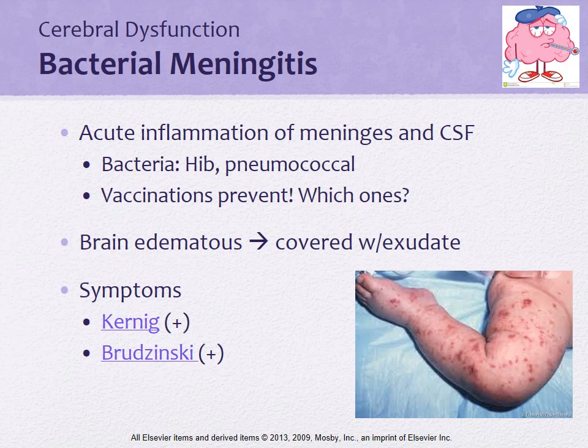It's still an issue. The cases are dropping according to the CDC, but there's still about 4,000 cases of this a year, and about 500 of those are dying, and this should be preventable because it's all preventable with vaccines. So vaccinations are huge.